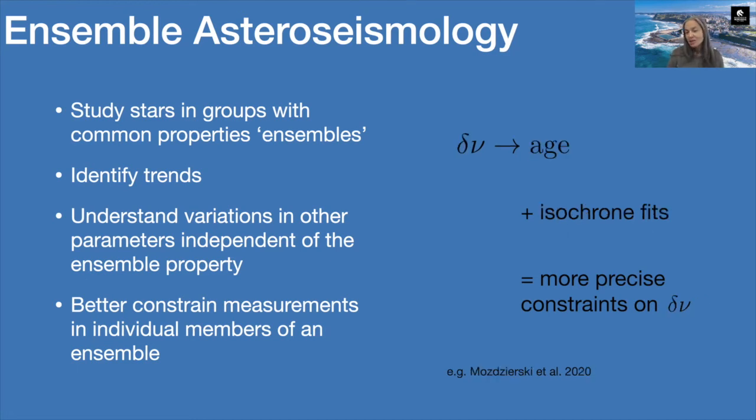And lastly, the small separation could tell us something about the age. Well, it does tell us something about the age, but we can improve this by combining it with isochrone fits for the stellar model of that star. This will again lead to more precise constraints on delta, the small separation, when we're measuring that in the star, and of course, better constraints on the age.